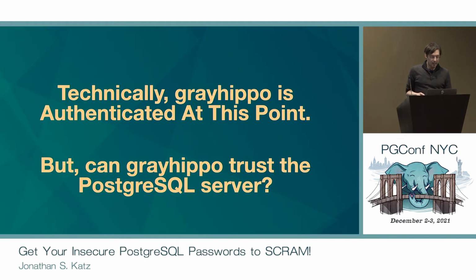Now, technically at this point, Gray Hippo is authenticated. Postgres basically says you're good enough to be authenticated. But a smart client is going to go through this next step to make sure it trusts the server. Now, libpq does this by default, and the connection driver should do this by default. I can tell you that when I was reviewing the SCRAM implementation on one driver, they didn't go through this step, and I was like, hey, you've got to do this step because you need to verify that the server actually does know the password and is not just telling this to you. Even though the session is authenticated, you need to go through this additional step.